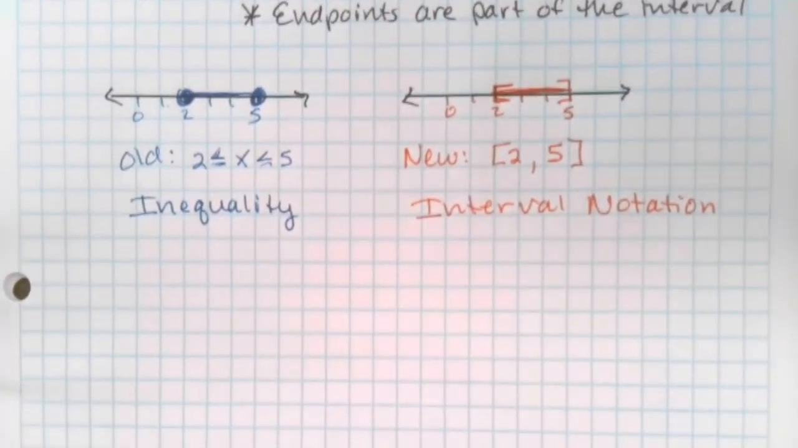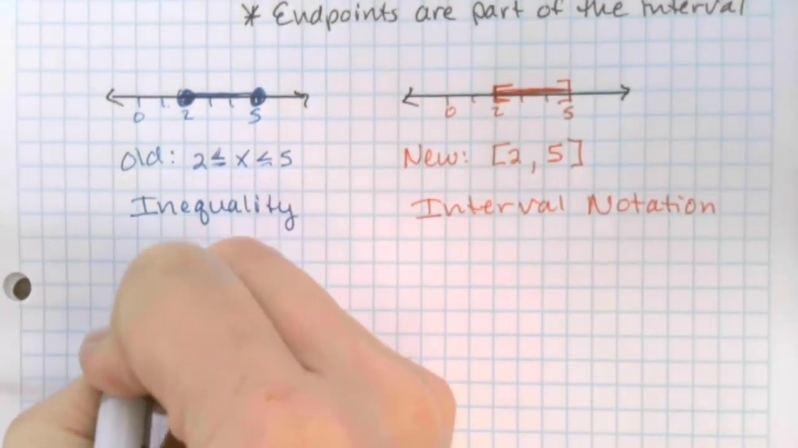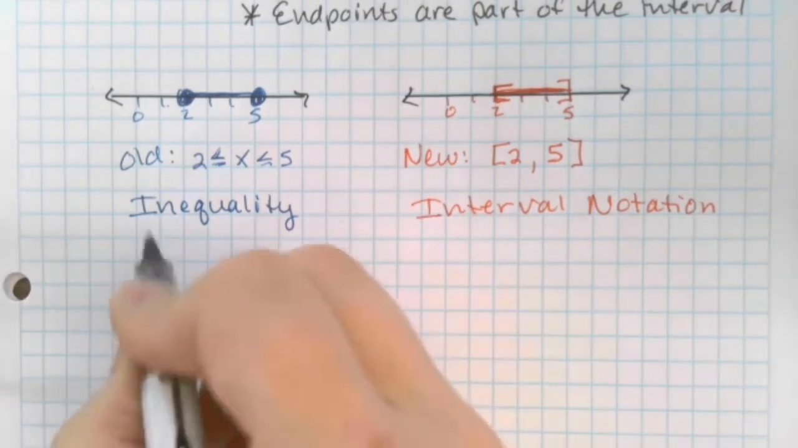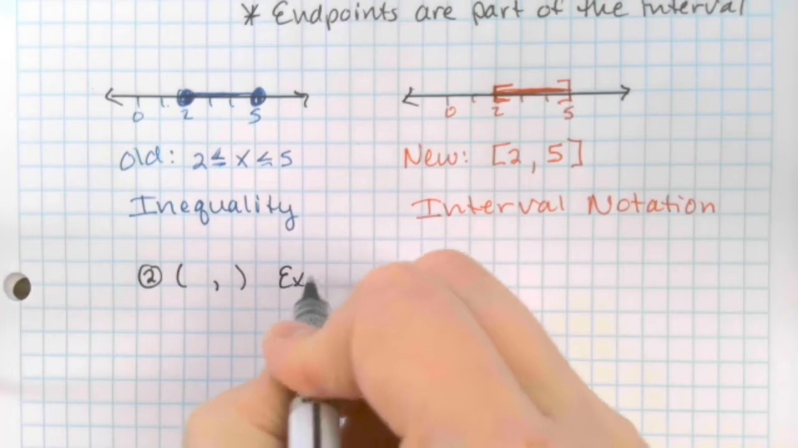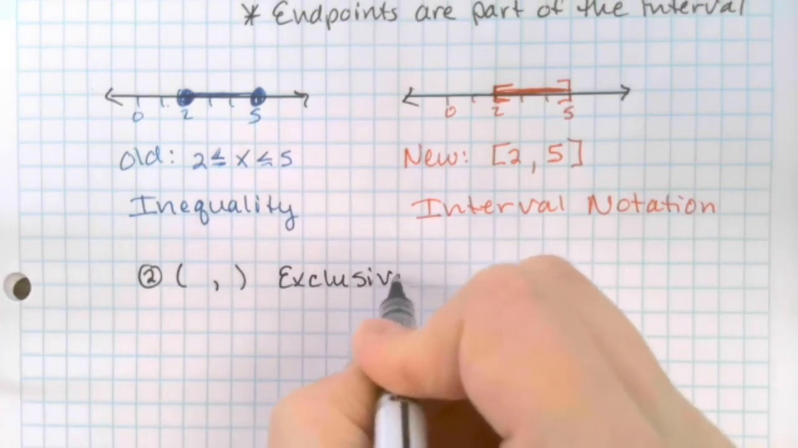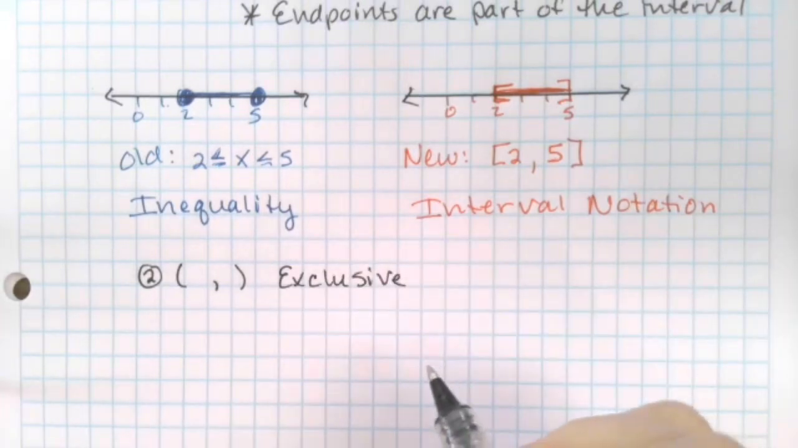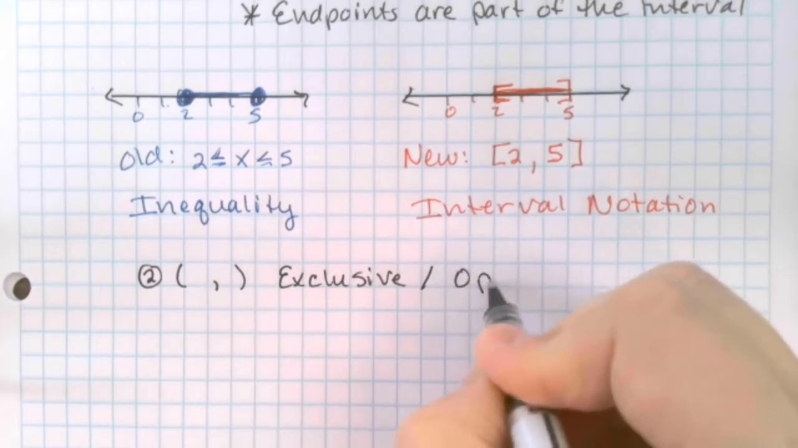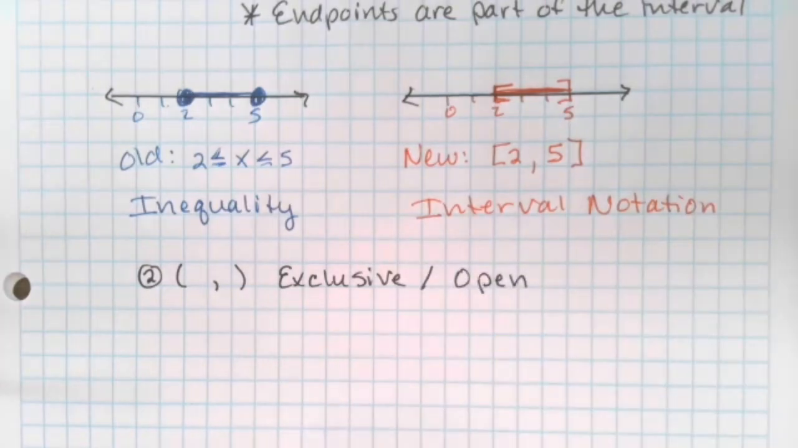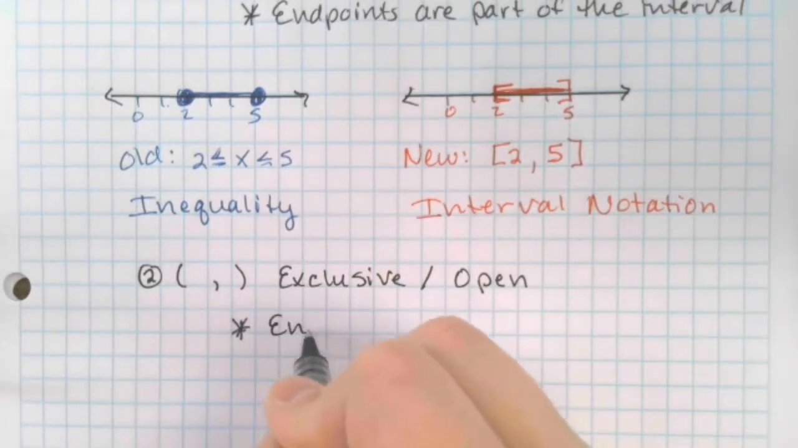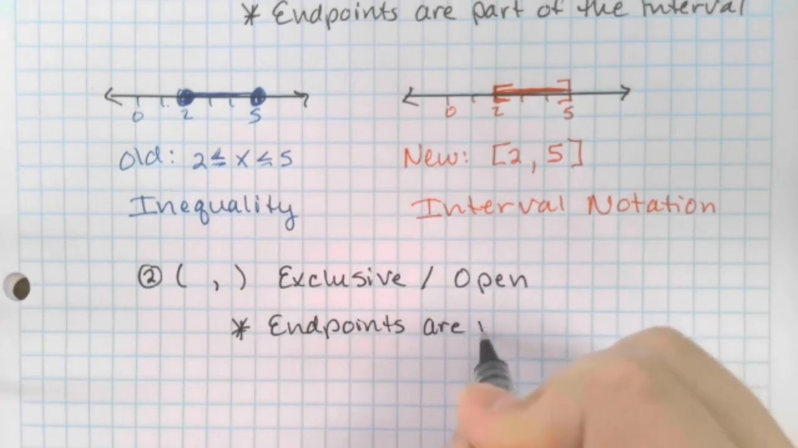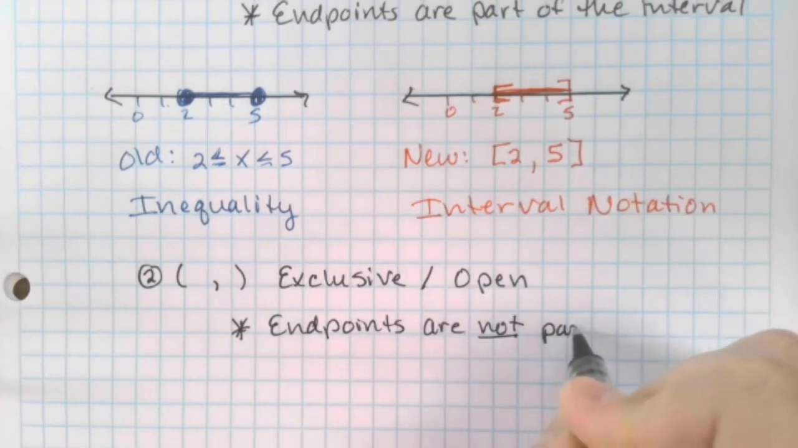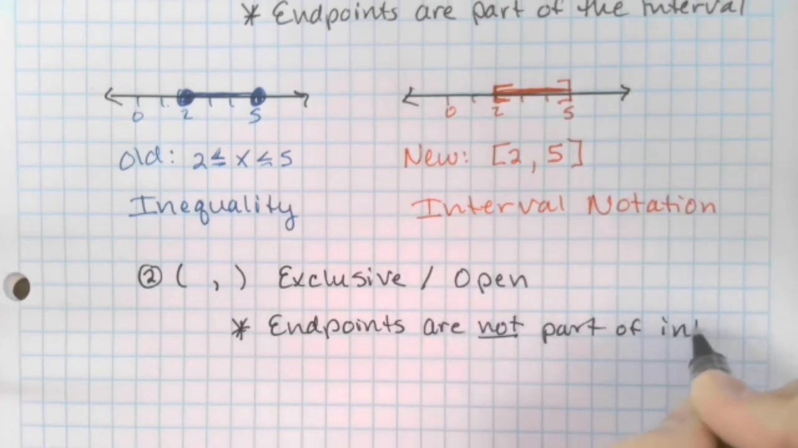Now we're going to go on to the second type of endpoint, which is parentheses. And these are referred to as exclusive endpoints or open endpoints on an open interval, which basically means the endpoints are not part of the interval.